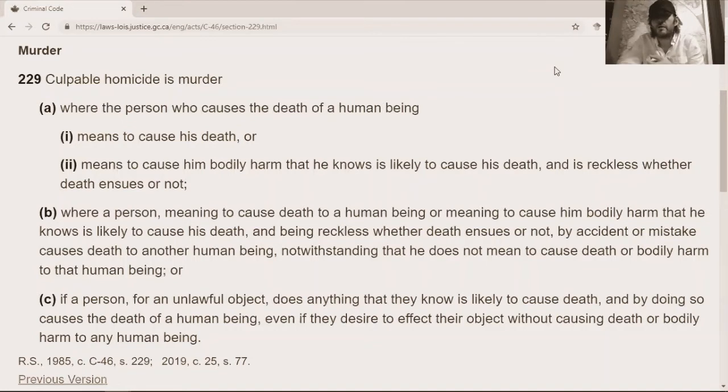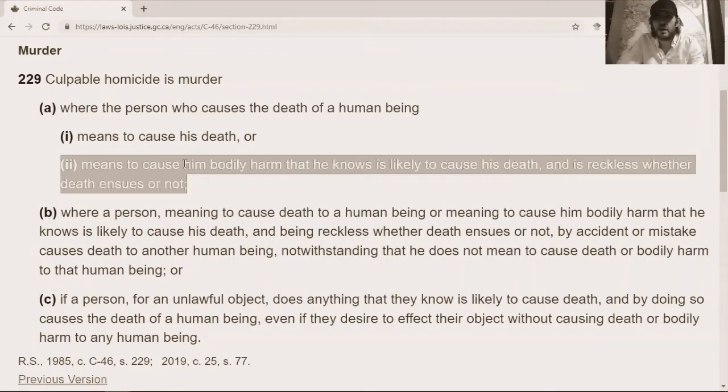So these are the baseline forms of culpable homicide. What needs to happen to elevate these offenses to murder, second-degree murder? The core of second-degree murder is found in section 229 sub A of the code. It states, culpable homicide is murder where the person who causes the death of a human being either means to cause his death or means to cause him bodily harm that he knows is likely to cause his death and is reckless whether death ensues or not.